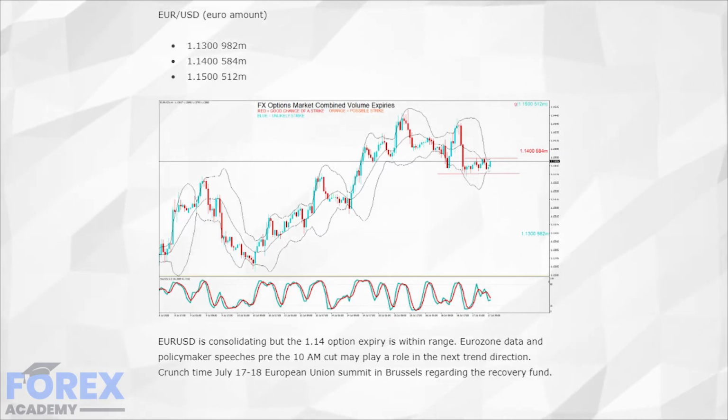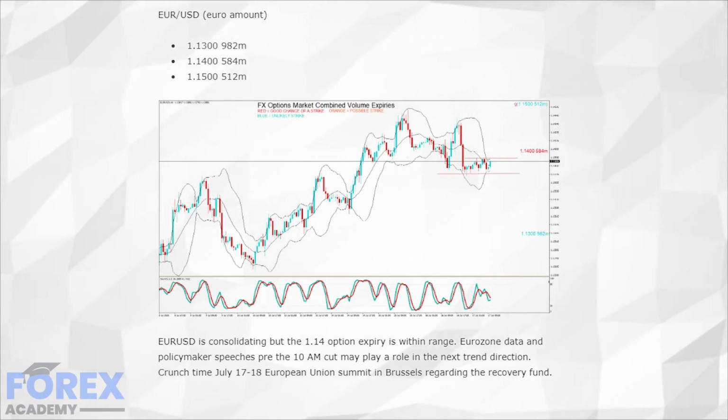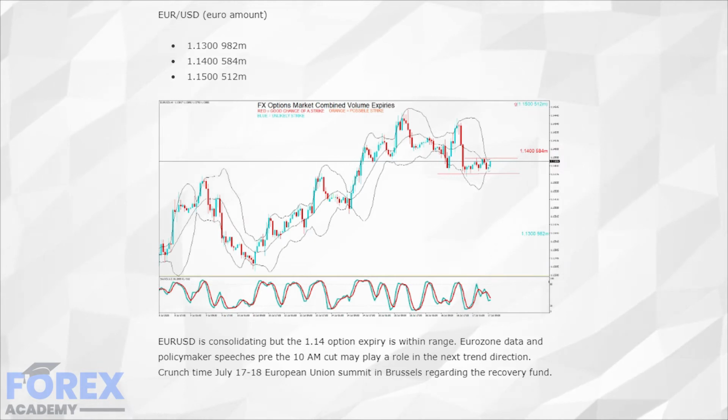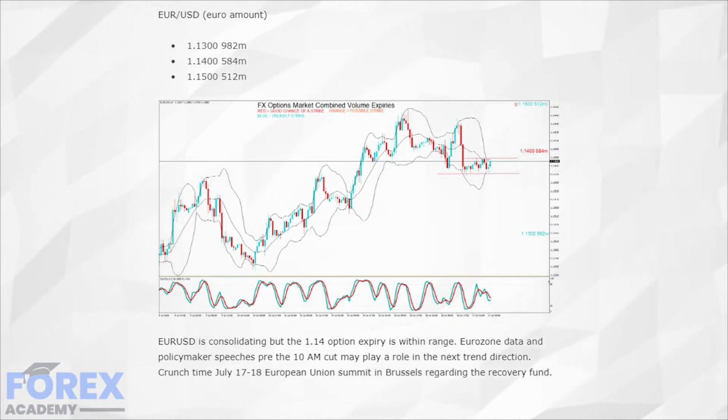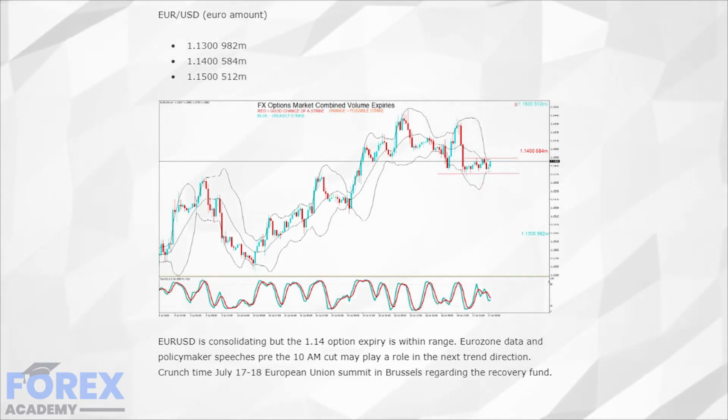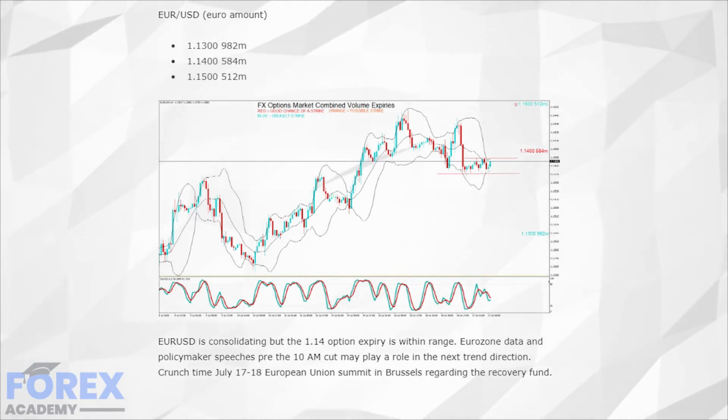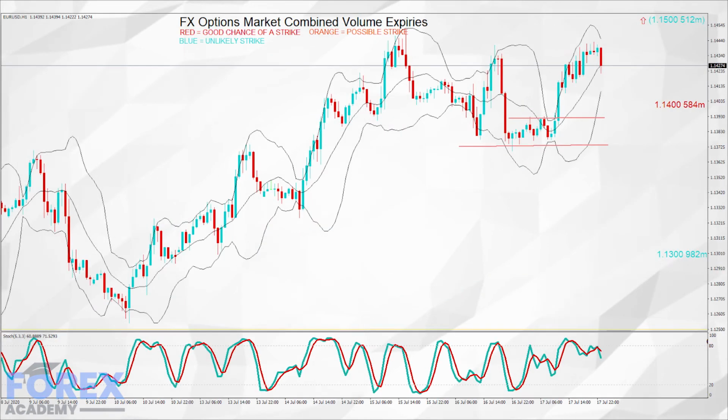For instance, here he says that the pair is consolidating, but the 1.1400 option expiry is within range, with a caveat that the Eurozone data and policymaker speeches may play a role in the trend direction. He has provided support and resistance levels, and the 2 options at 1.13 and 1.15 are discounted by coding them into blue. Where Kevin believes that price will move to the upside to the target of 1.1400 maturity, he has coded this in red. Now let's take a look at the price action later on during the Europe and United States session in this pair.